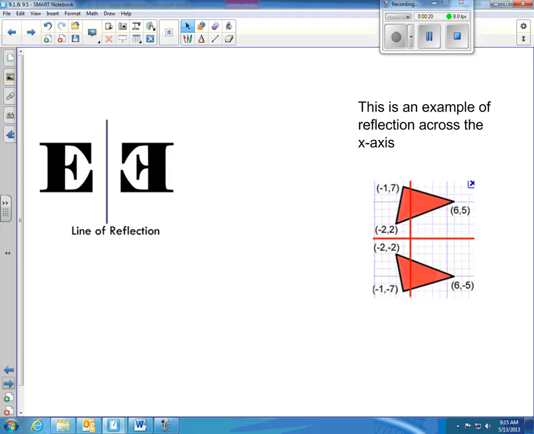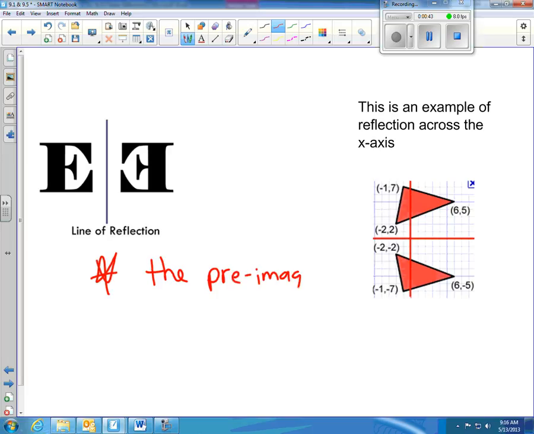Line of reflection is just the line and then we take the image and we reflect it over it. So we have on the left side a line of reflection just with an image, and then on the right side we actually have a reflection across the x-axis with our coordinate plane. One thing just to remember is the pre-image, and we'll talk about that in a minute, and image are the same distance from the line of reflection.